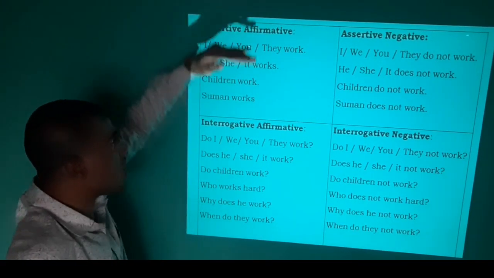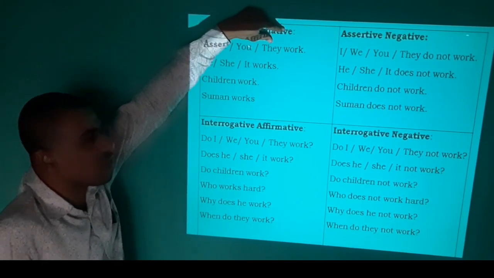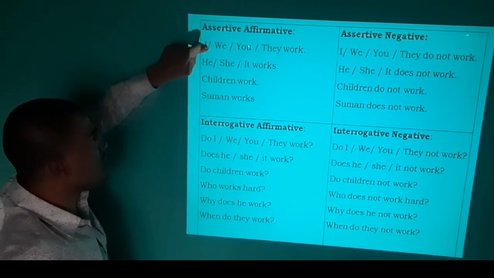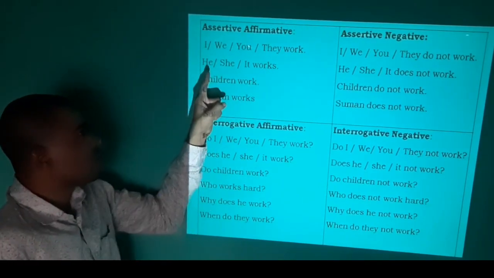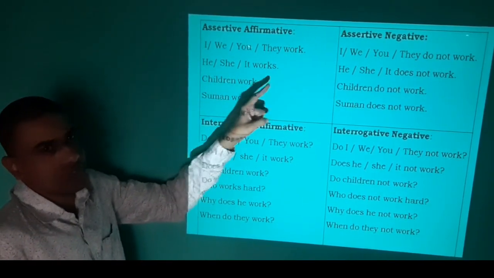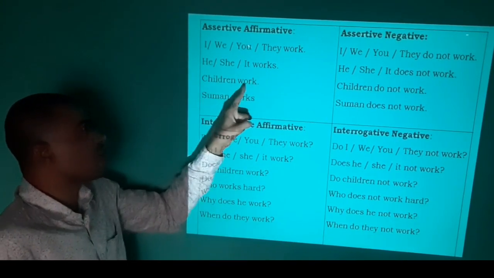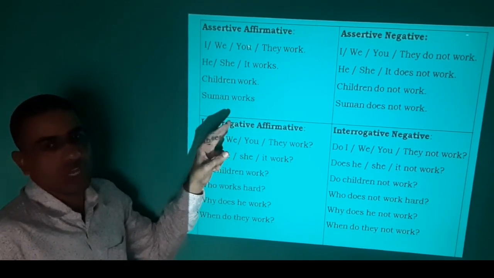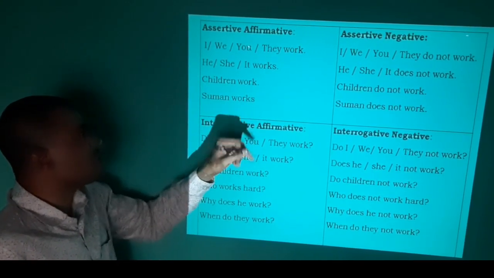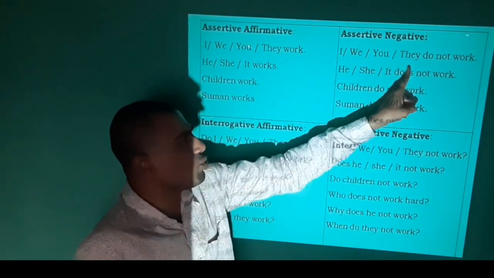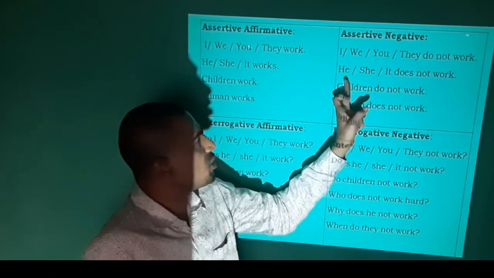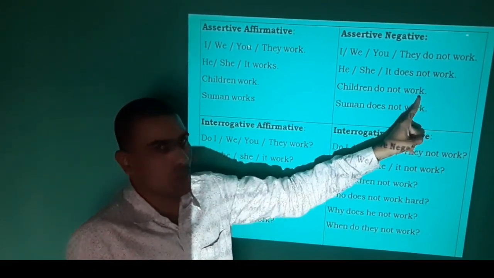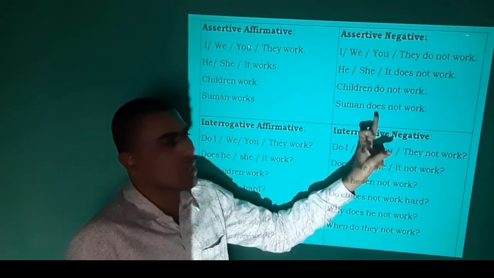Now if you look at the examples, assertive affirmative or assertive positive, when you get I, we, you, they, all these subjects, we get the verb. When you get he, she, it, verbs, so S or ES form is added. Children, since this is plural, we say verb. Suman is the third person singular, the name of a man, so Suman works. I, we, you, they do not work or don't work. He, she, it does not work or doesn't work. Children do not work or don't work. Suman does not work or doesn't work.